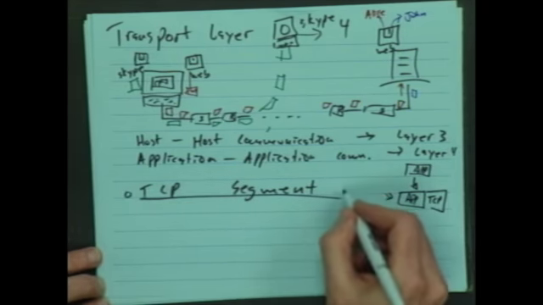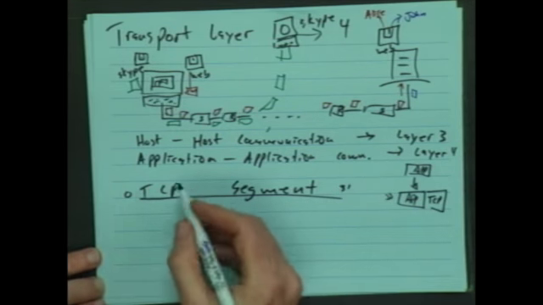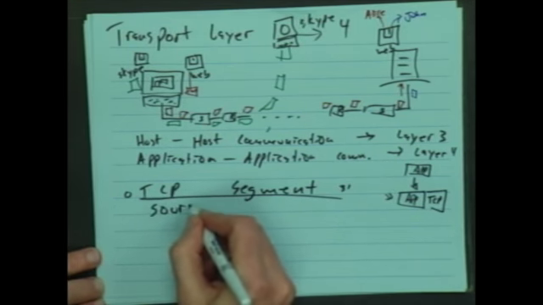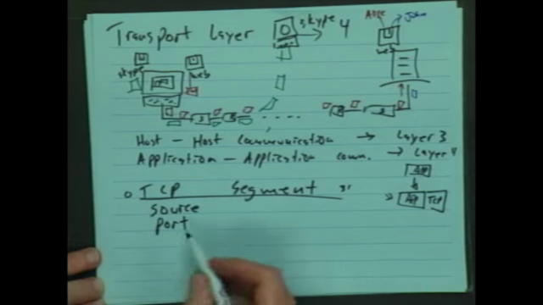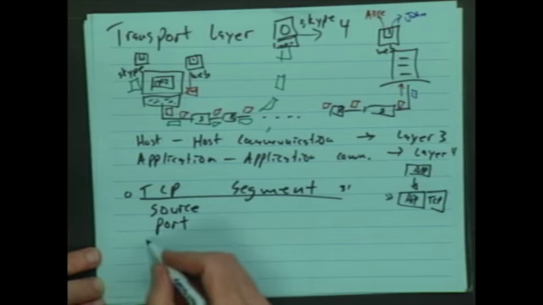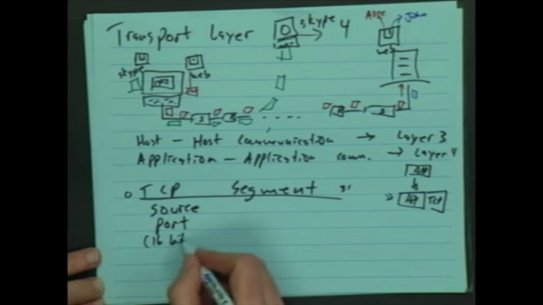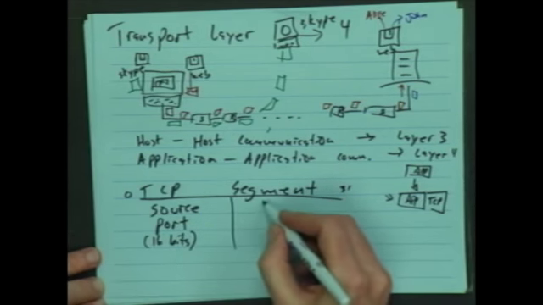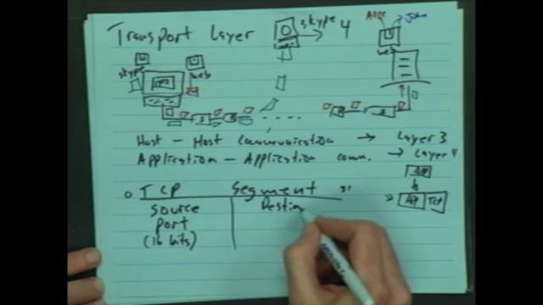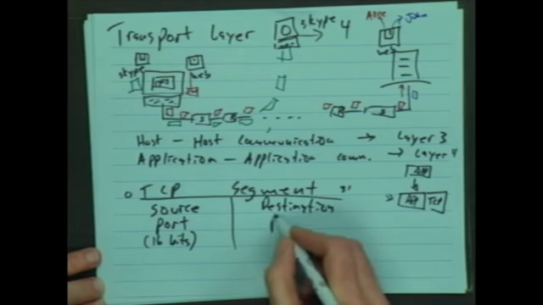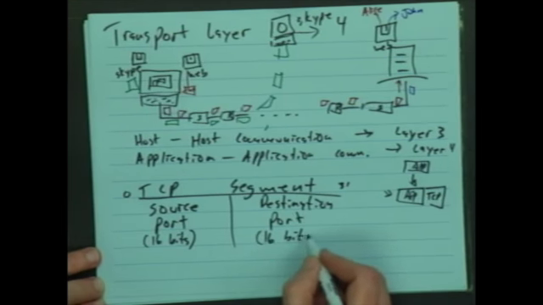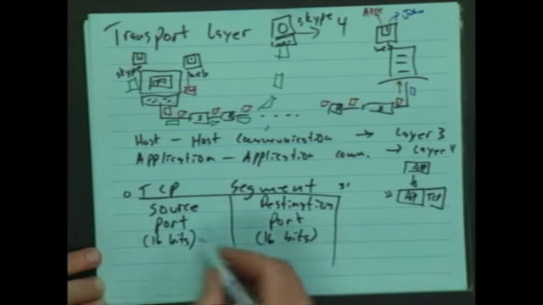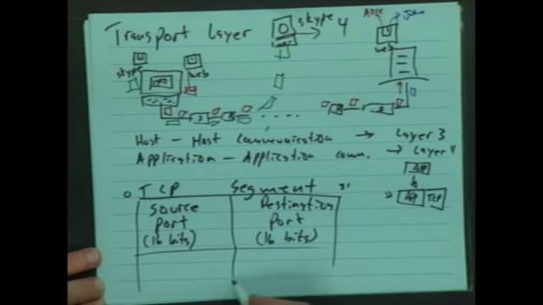If we start over here at bit 0, over here at bit 31, we have a source port. A source port is 16 bits long. And we have a destination port, which is also 16 bits long. There's a bunch of other stuff down here, and I'm not going to get into it right now.